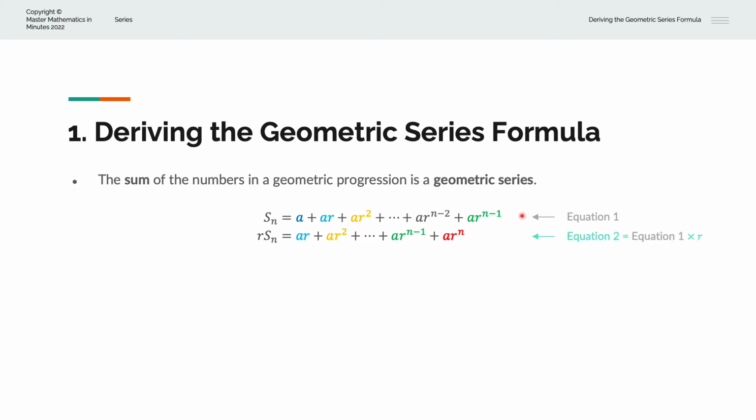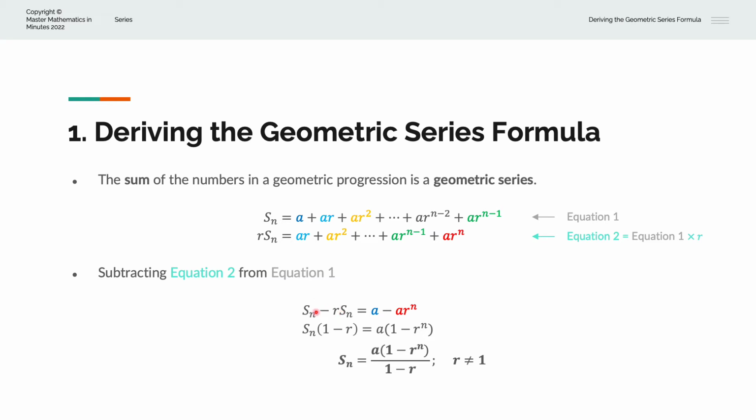And we'll define equation 2 as equation 1 multiplied by r, which is the common ratio. So on the left-hand side we have r times Sn, and on the right-hand side, a times r becomes ar, ar times r becomes ar squared, and the final term, a times r to the power of n minus 1, becomes a times r to the power of n. And the second step is to subtract equation 2 from equation 1.